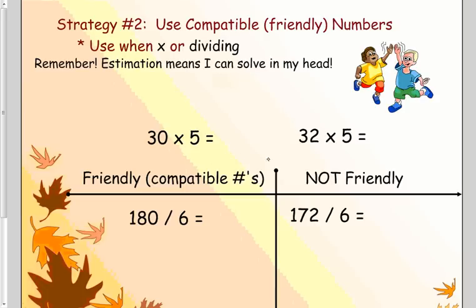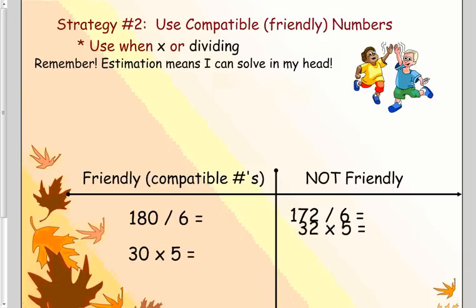30 times 5, I can do that in my head. 5 times 3 is 15, add the 0. So I'm going to call that compatible numbers. 32 times 5, that's not so friendly. Some of us can do that in our head, but not all of us. That's a little bit more difficult. So notice, again, I would need a calculator to show my work for these, and I'm not going to do that right now. But what if I just need an answer that's close?